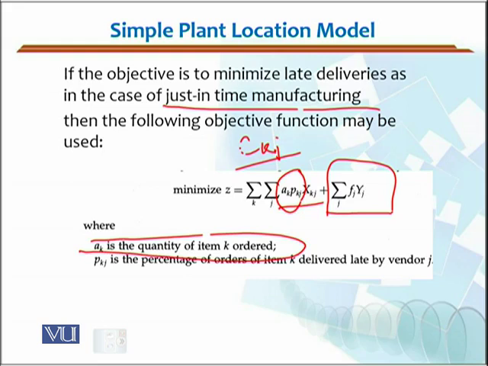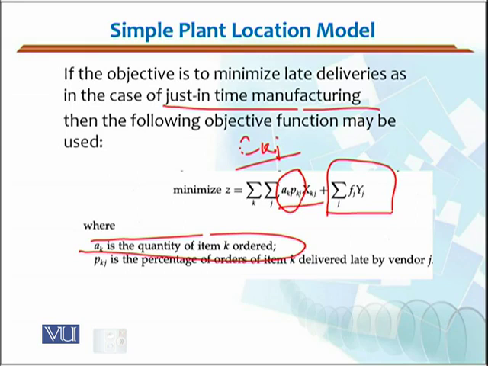AK means for any number 1 2 3 4, A would be the quantity of item ordered, यानी अगर item 1 है तो A1 would be the quantity of item ordered of that particular item 1. तो अगर item number 10 है तो A would be 10. In that case, it would be the quantity ordered of item number 10. And what is PKJ? It is the percentage of orders of item K delivered by vendor J.